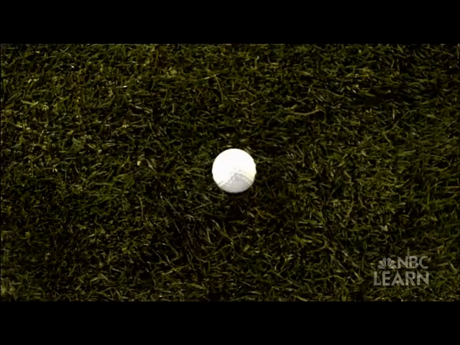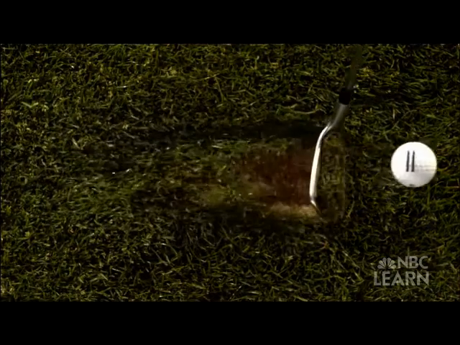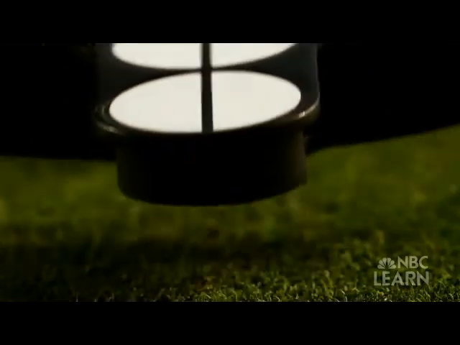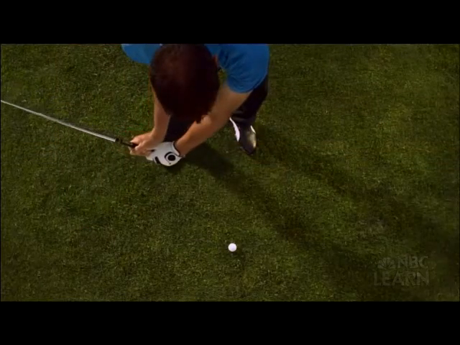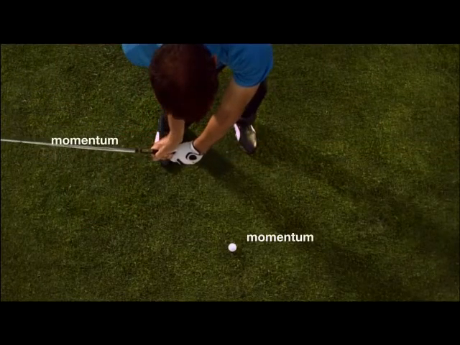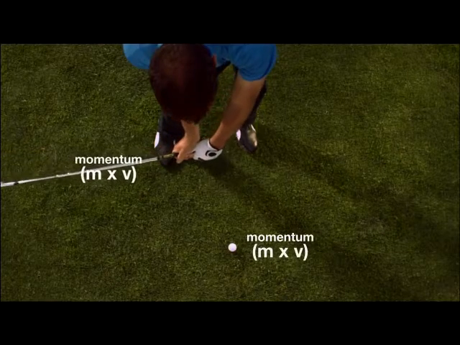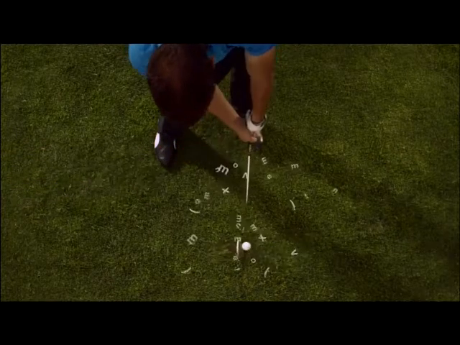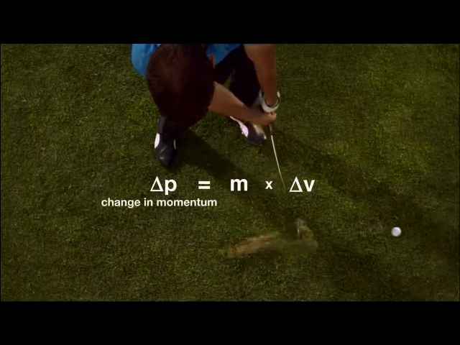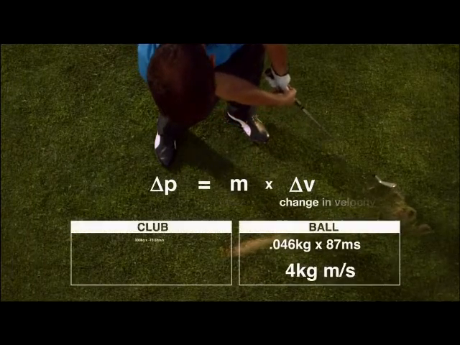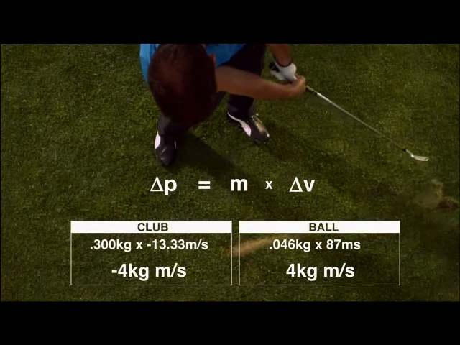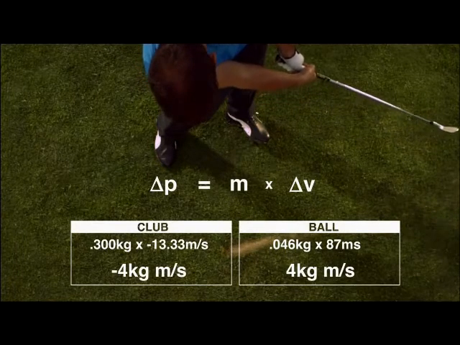The ball gains momentum because the club pushes on it, and the club loses momentum because the ball pushes back. The weight and mass of the club and or ball will determine how much momentum is transferred to the ball. Before a club and ball collide, each has a certain momentum, the mass of each multiplied by its velocity. With impact, both have a change in momentum, which is equal to mass multiplied by change in velocity. The ball gains and the club loses 4 kilogram meters per second of momentum.